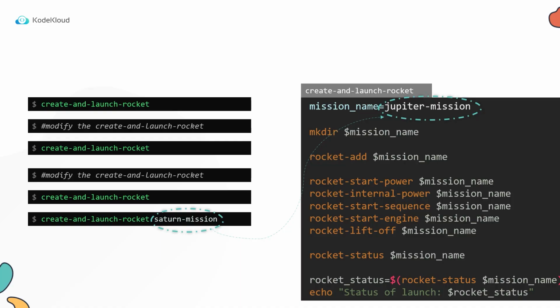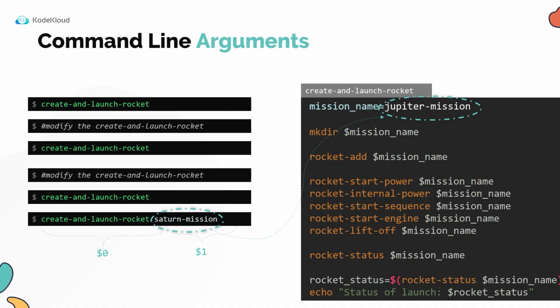The command run by the user is split into multiple parts, and each part is stored in a built-in variable starting with the number 0. The command itself, which in this case is create and launch rocket, is available at $0. The second part of the command, which is our mission name, is stored in a built-in variable named $1. And in case we had other parts for the command, it would go as $2, $3, $4, etc. These are called command line arguments.